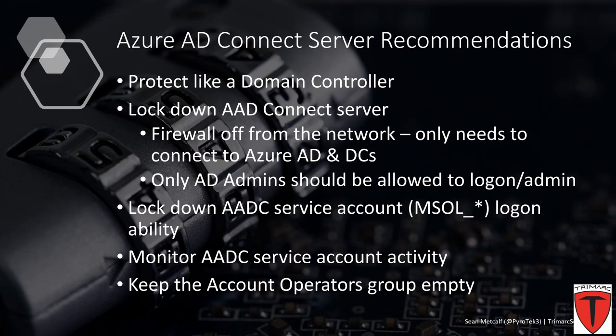So recommendations about Azure AD Connect: protect it like a domain controller, especially when it has these highly privileged rights. You want to firewall it off the network. It only needs to connect to Azure AD and domain controllers. Only your AD admins should be allowed to log on or administer it. Lock down the service account capability, and monitor it. Keep Account Operators empty, because there is a security issue that was published by Microsoft a couple of years ago about Account Operators being able to modify this Azure AD Connect account.